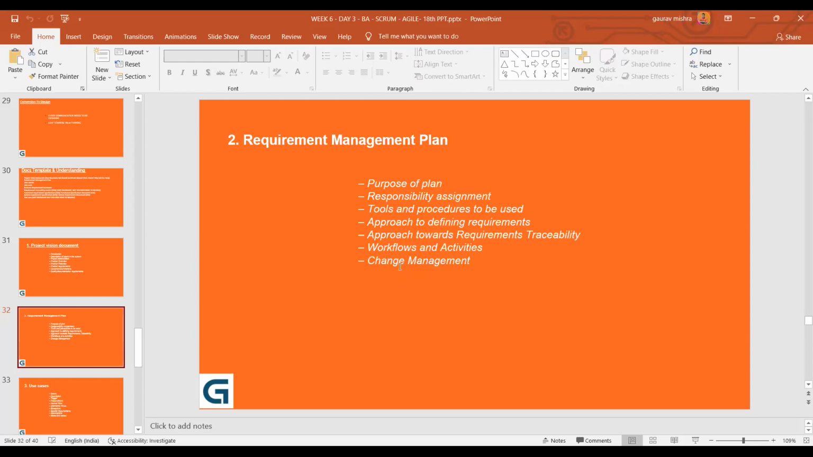Then workflows and activities, if any mock diagrams are there, that will come under this. And then change management. Some existing requirement is already there, but sometimes the customer comes with a few changes. We give it a name, a change requirement document or change requirement identifier. In the corporate world you will come to know this terminology, which is called CR. Have you heard this term CR? Great.